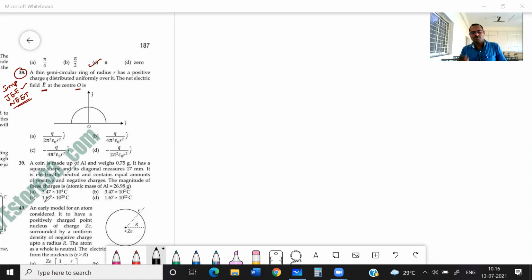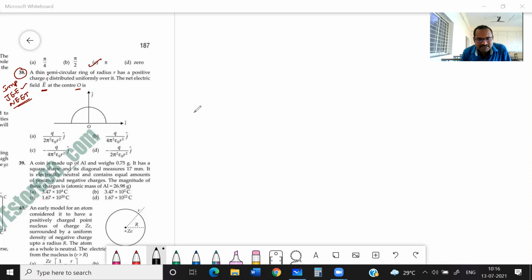Students, as we know, due to a line charge, electric field at any distance is given as lambda by 2 pi epsilon naught r. Clear? Now that line charge, if you bend it in the form of a semicircular ring, then how much electric field will be there at its center? That we need to find. Both the methods I will give you. You can follow any one method.